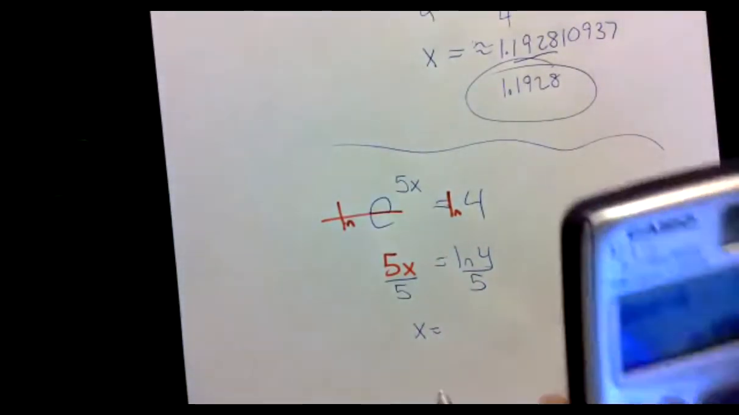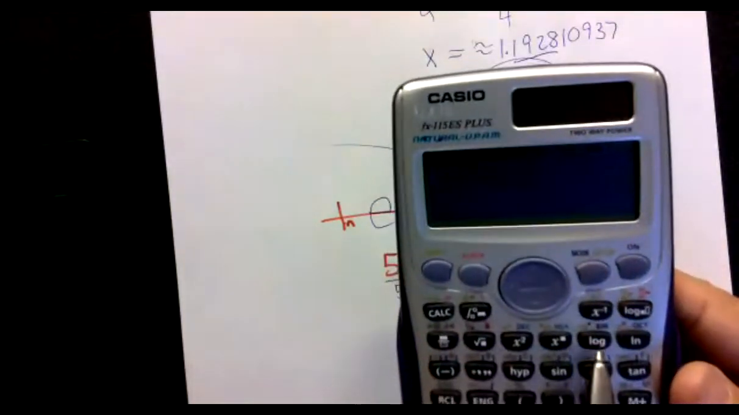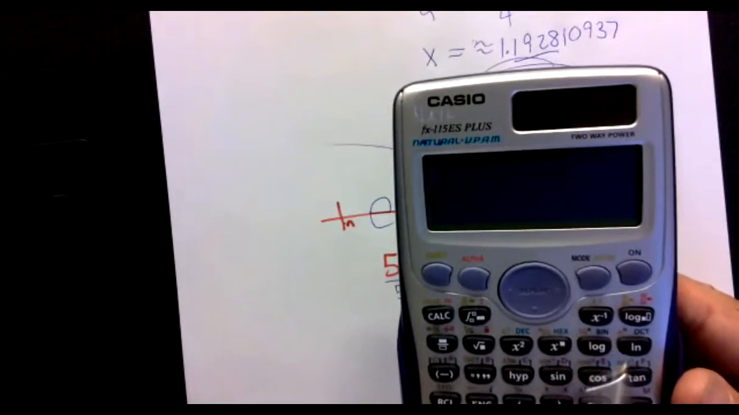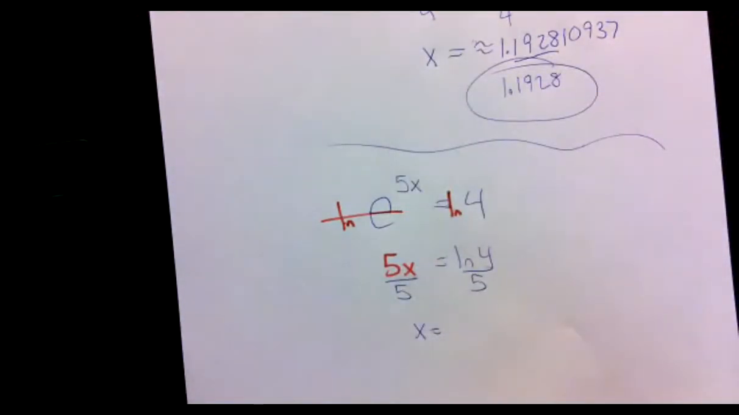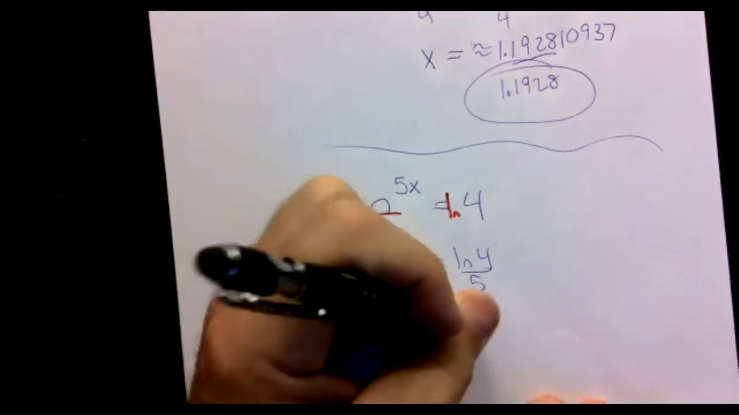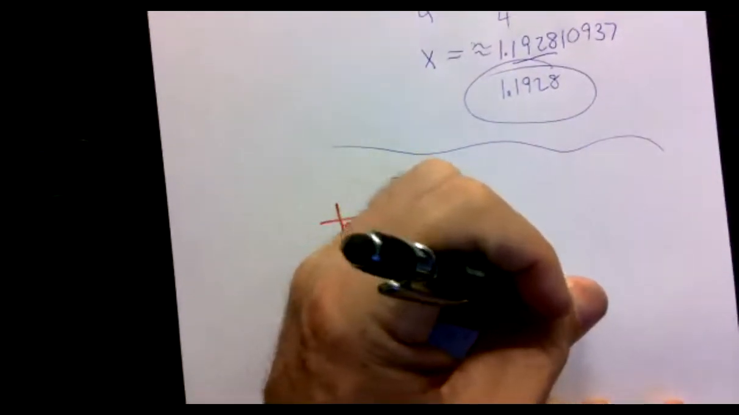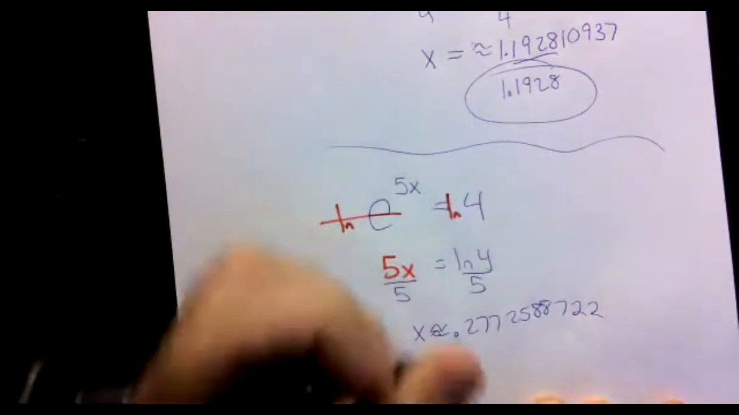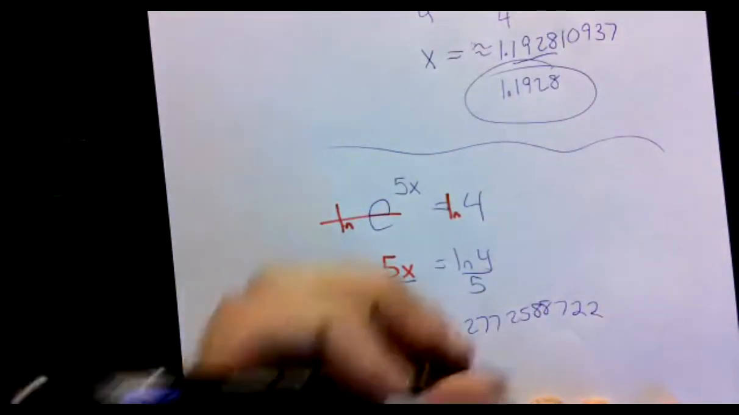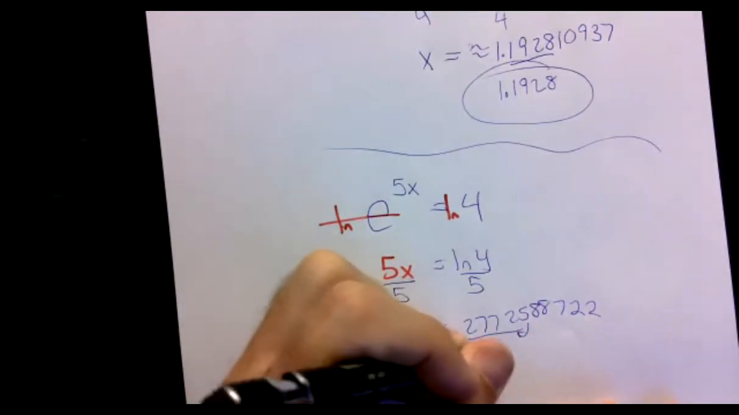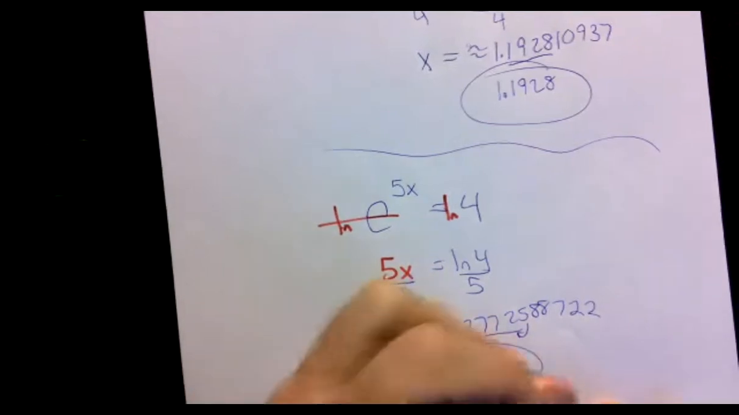So remember, that's a different button on your calculator. Usually right by your log button, there's an ln button. So we're going to use that natural log button. So the natural log of 4, close your parentheses, divided by 5, is about 0.27725888722. And again, rounding to 4 decimal places, that 5 is going to cause that to round up. So we're going to do 0.2773.